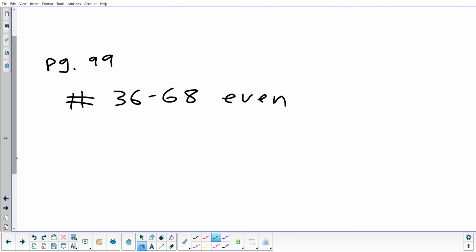So homework tonight has some of each type. Convert degrees to radians with a decimal and with pi. And then convert radians to degrees. Some with a decimal and then some with pi. Okay, so we'll take a look at that tomorrow.